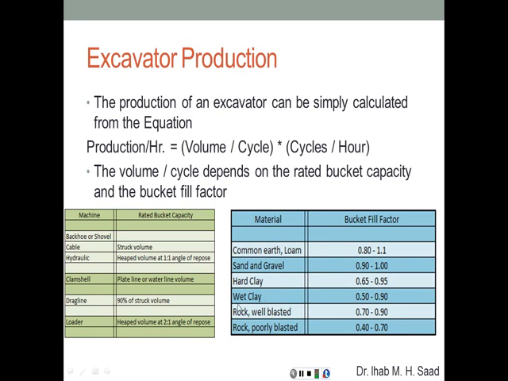For rock that's well blasted, 0.7 to 0.9. For rock that's poorly blasted, it's going to be much less than that, 0.4 to 0.7, because of the angular shape of these rock parts, and the amount of air that's going to be in between, because they're not going to be interlocking together in an efficient way.